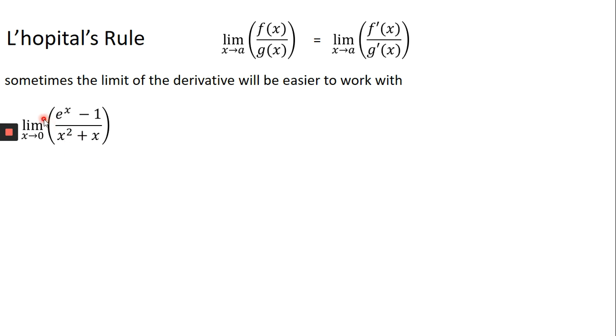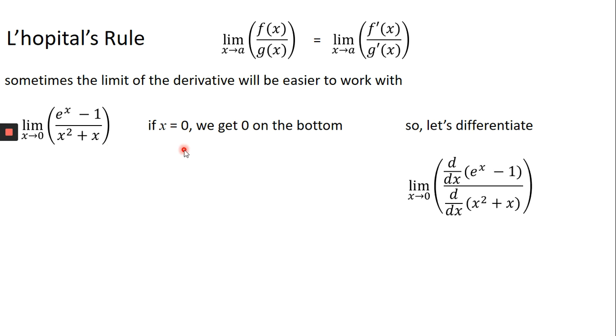Okay, let's work out the limit of this. So as x approaches 0, 0 times 0 is 0, plus, if we get 0 on the bottom, so we've got a problem, haven't we? Let's see what happens if we differentiate it. So according to L'Hopital's rule, this will be the same as this.